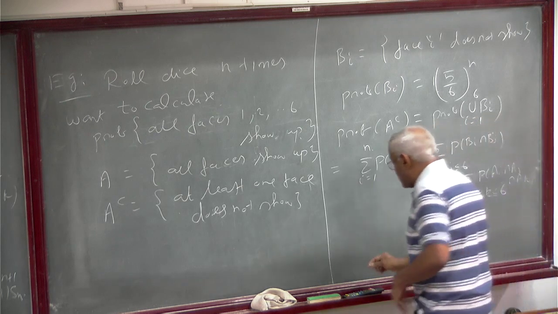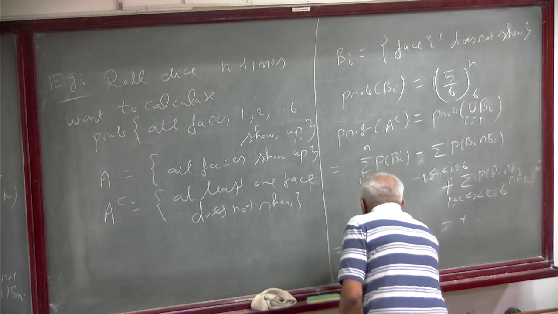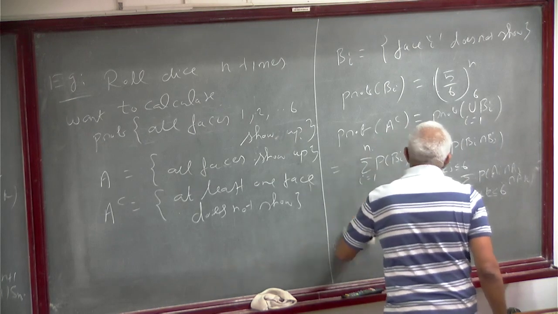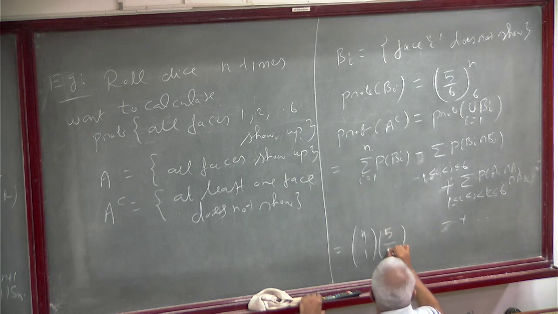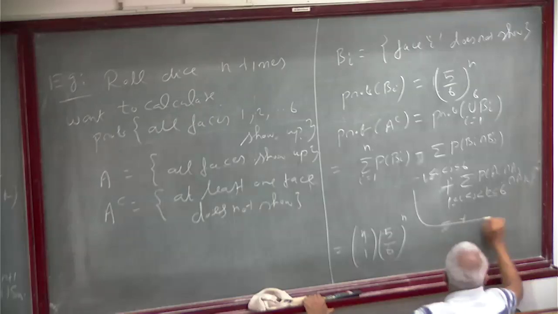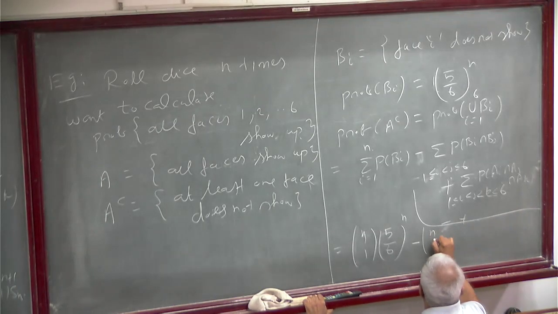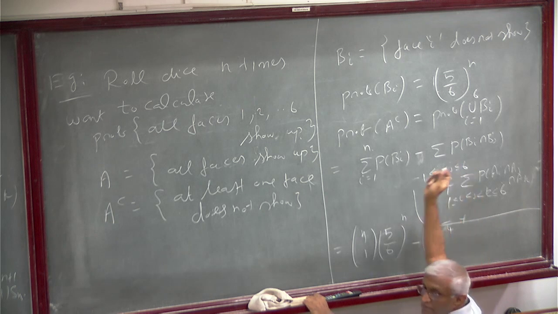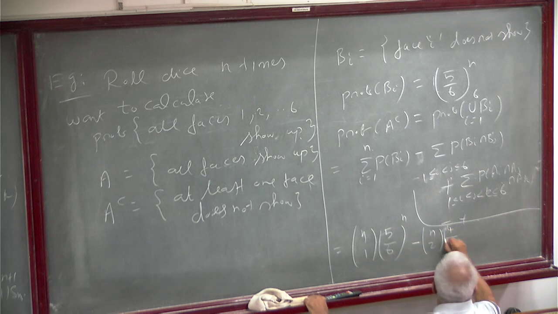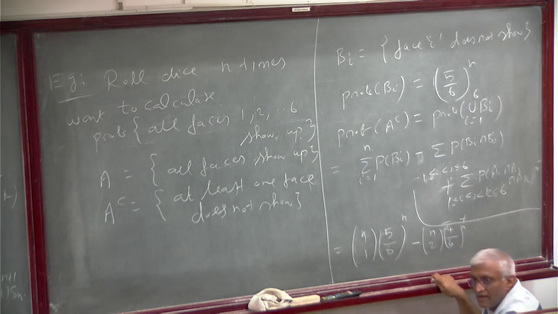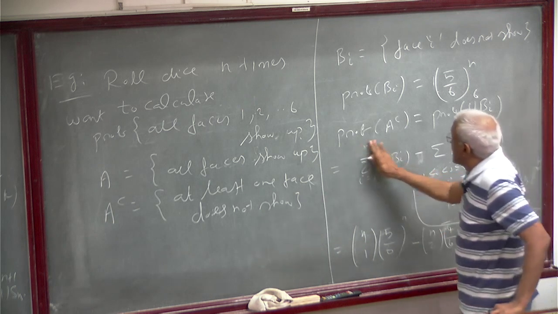I will just write the result and explain it, which will be 6 choose 1, 5/6 to the power n, minus 6 choose 2. Two of them should not occur, so for Bi intersection Bj, faces i and j should not occur. So the remaining faces give 4/6 to the power n, right?